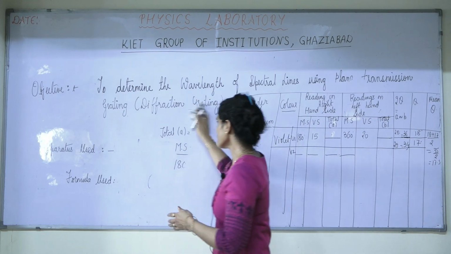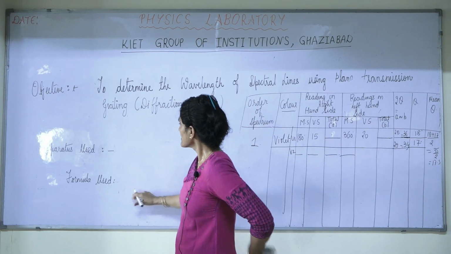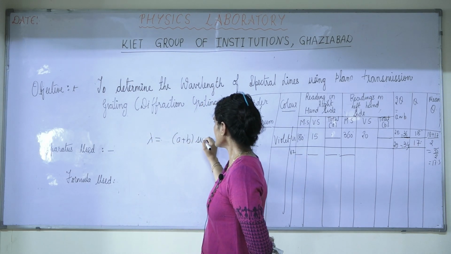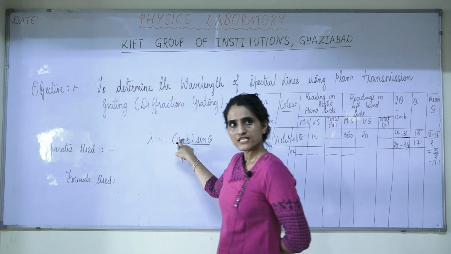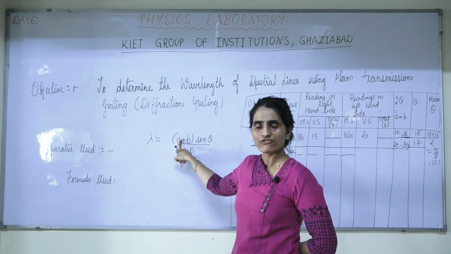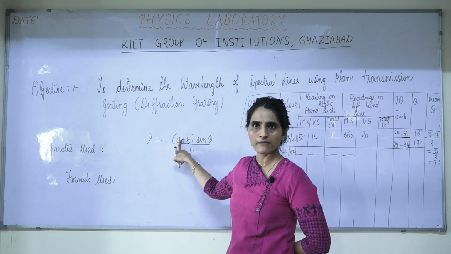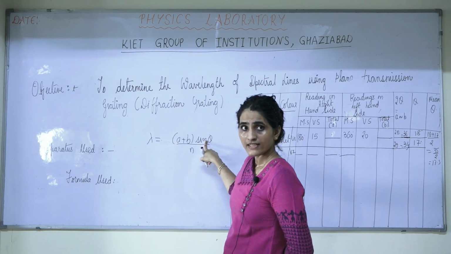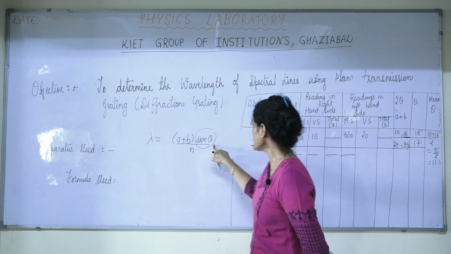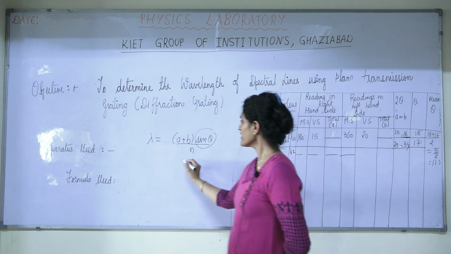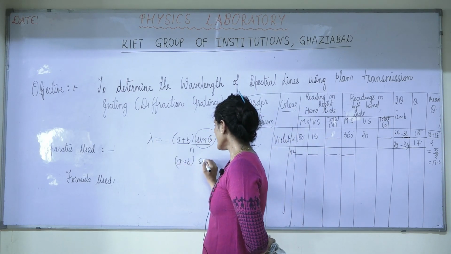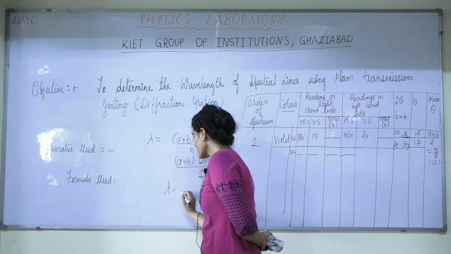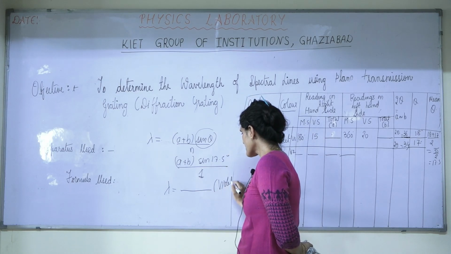Then for the calculation, finally we have reached the end of this calculative part. I have already mentioned here, lambda is given as A plus B sine theta upon small n. A plus B I have already explained, it is my grating element which we can calculate as 2.54 divided by capital N. Capital N I already know it is 15,000. Now comes sine theta, which is a very important parameter over here. Theta I am getting for violet is 17.5. So my A plus B into sine 17.5 degree divided by n, that is 1, I will get the value of lambda for my violet color.